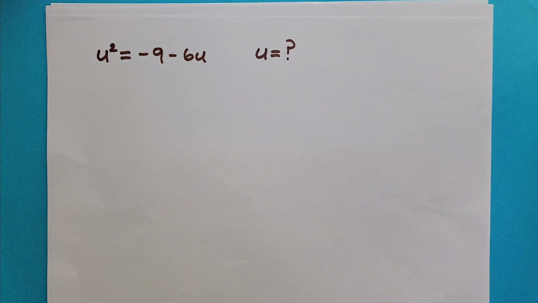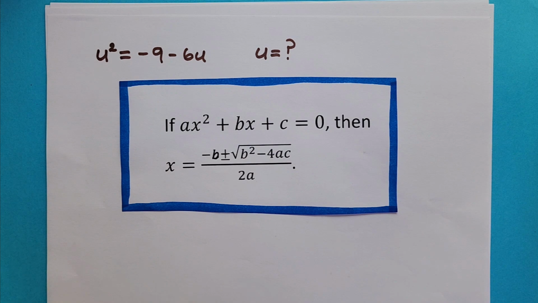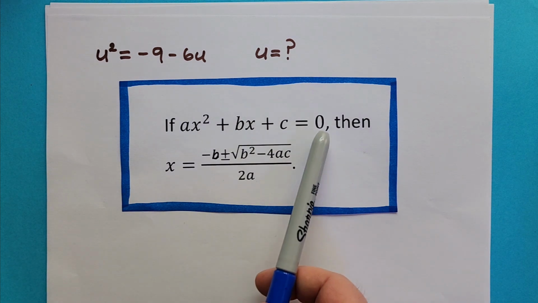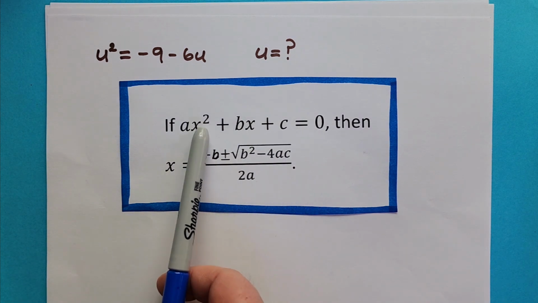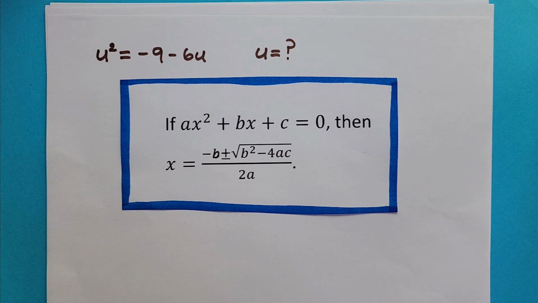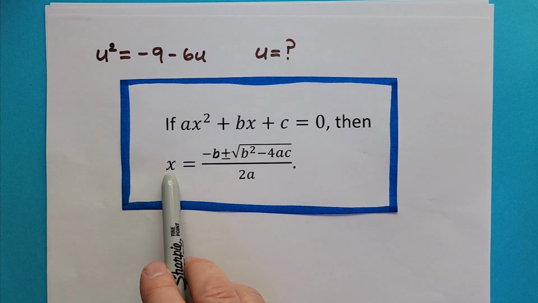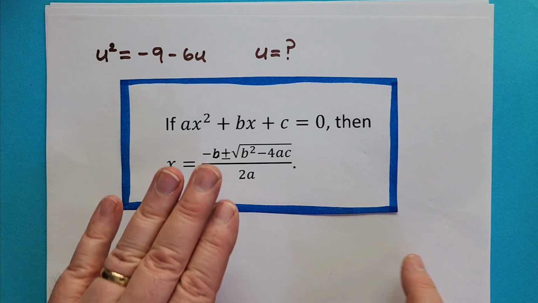So if u squared equals a negative 9 minus 6u, that absolutely does not fit standard form. Standard form for a quadratic equation has to have 0 on one side of the equation and basically everything else on the other side. So we need to move things around. We also need to remember that the variable is not x, it's going to be u. But all we got to do is just change the x to the u in our formula and we're good to go.